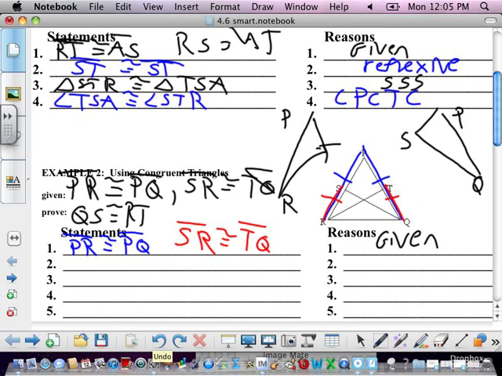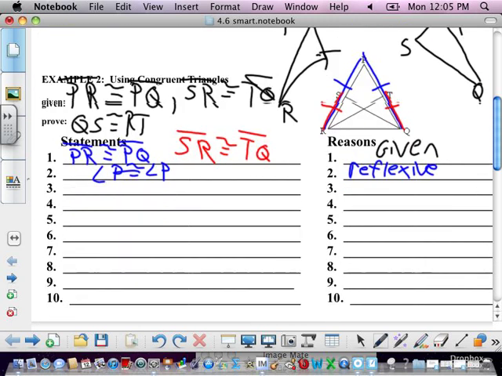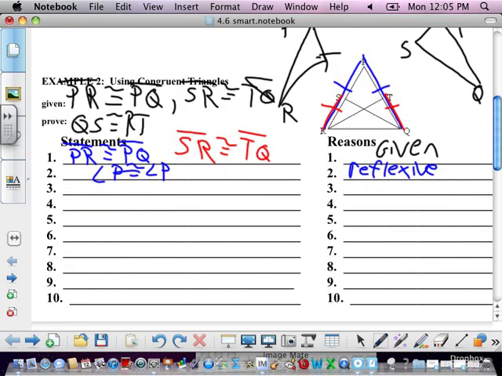Does anybody see something up here that overlaps? A side or an angle, where when I separated the two triangles, it's the same letter, but they go right on top of each other and they're the same thing. P. So I know angle P is congruent to angle P, and what do we call that? Reflexive. Didn't we just do this? No? Okay.